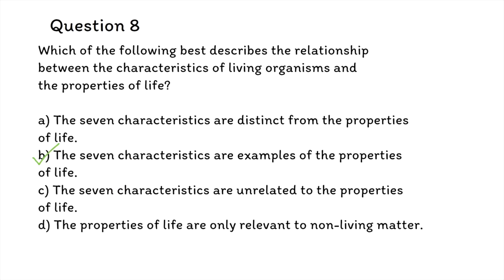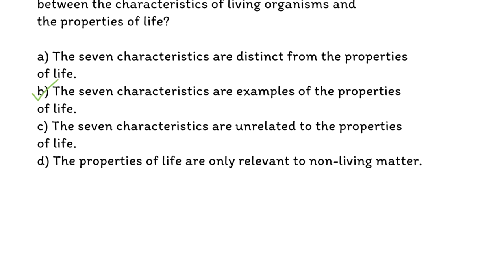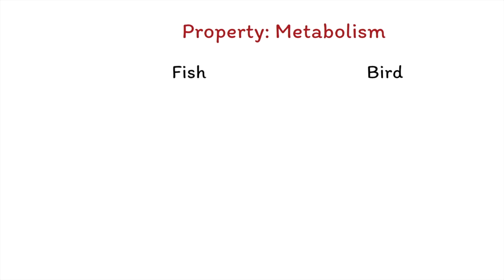These properties of life and the characteristics of living organisms are often confused and mostly interchanged. There is a difference. The properties of life is what all living organisms have. The characteristics of living organisms is how an individual living organism exhibits that property. You can basically call it examples. Let's take the property of life that is metabolism. Both fish and birds have metabolism as a property of life, which refers to the chemical processes that occur within their bodies to convert nutrients into energy and carry out life-sustaining functions. However, fish and birds have different metabolic rates and processes due to their distinct lifestyles and habitats.